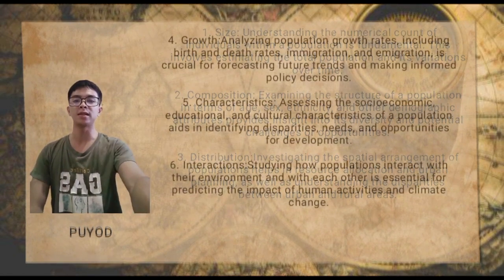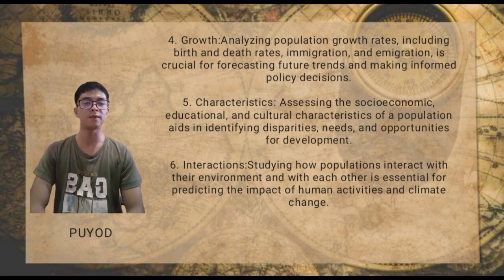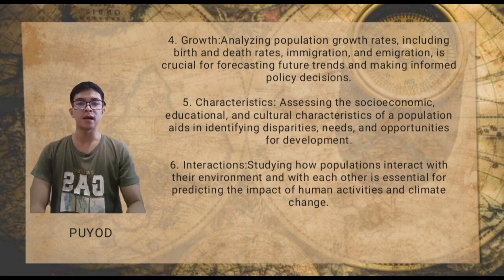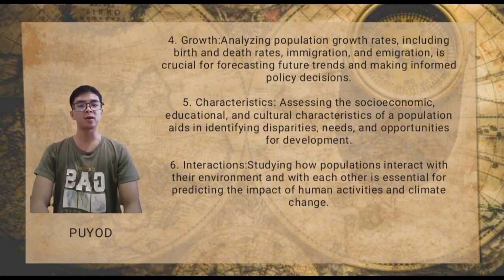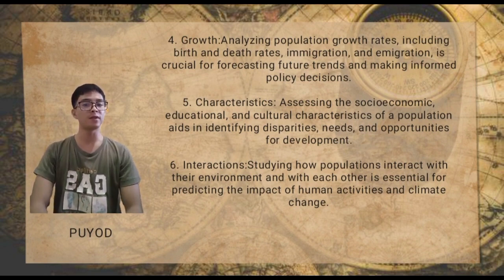The fourth is growth, analyzing a population's growth rates, including birth and death rates, and immigration and emigration, which is crucial for forecasting future trends and making informed policy decisions. The fifth is characteristics, assessing the socioeconomic, educational, and cultural characteristics of a population and identifying needs and opportunities for development. The last one is interactions, studying how populations interact with their environment and with each other, essential for predicting the impact of human activities and climate change.